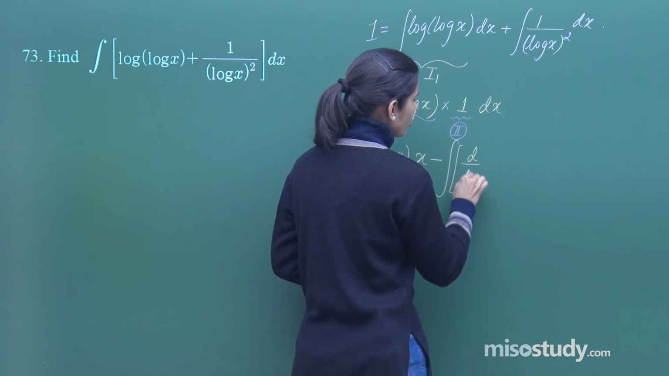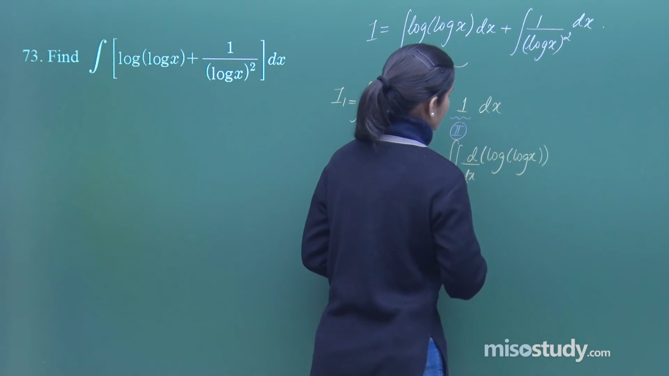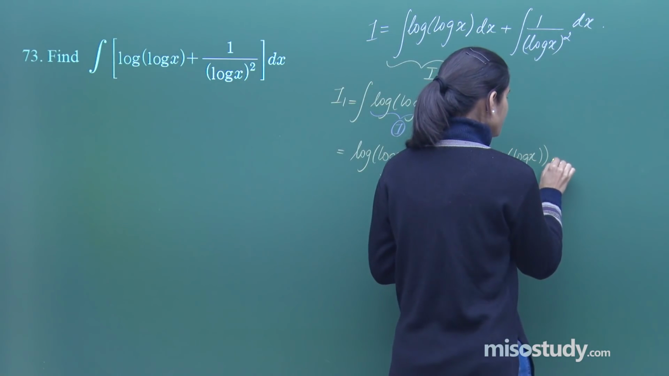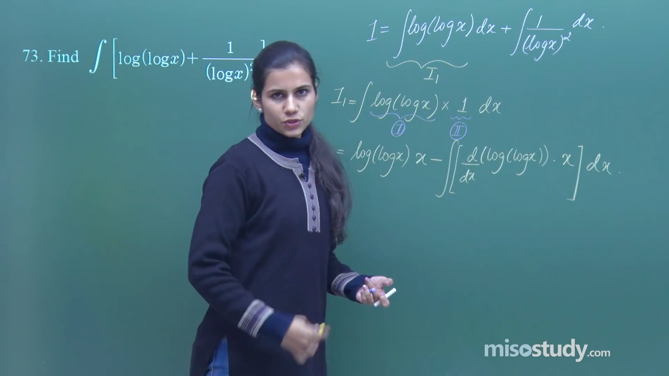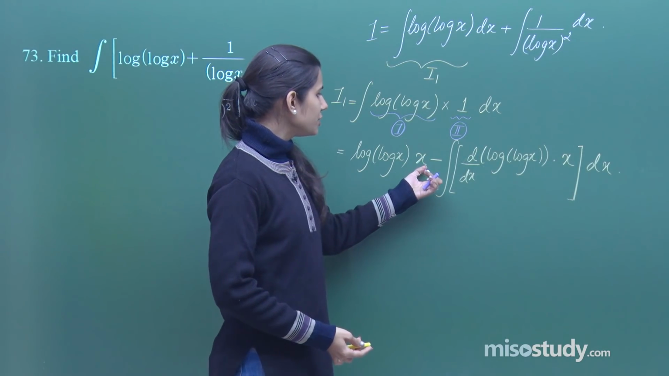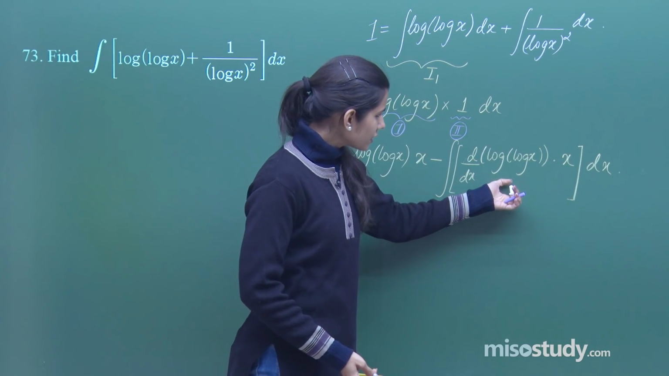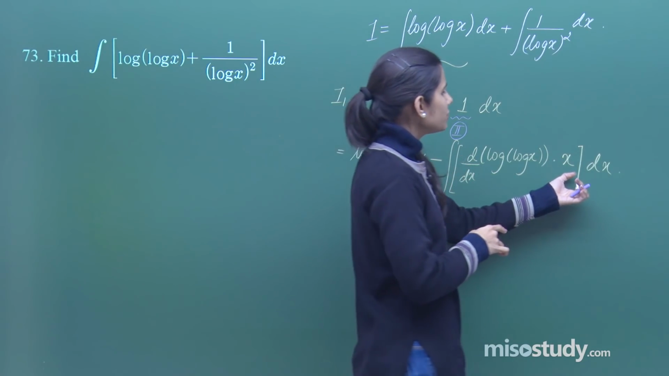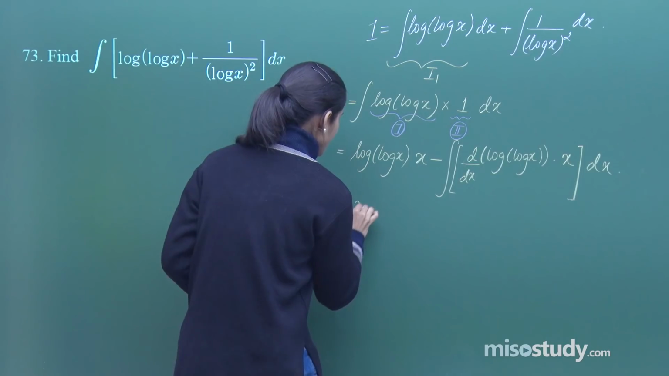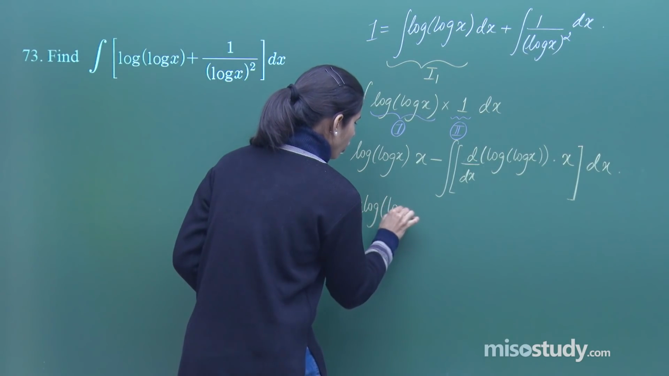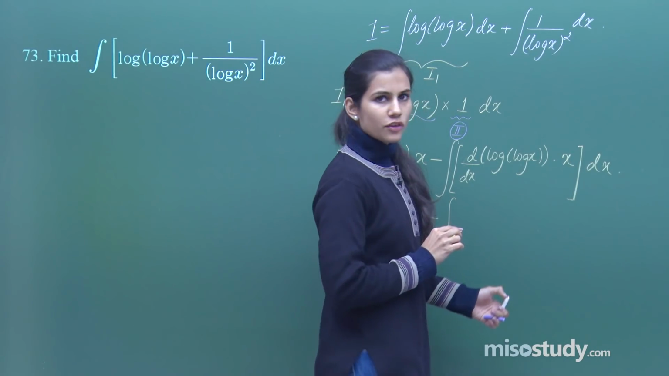So d by dx of log x into integration of second function dx. So how do I remember it? First function into integration of second minus integration of big bracket start d by dx of first function into integration of second big bracket close, the whole dx. So here I get x log x minus integration of, what is differentiation of log x?